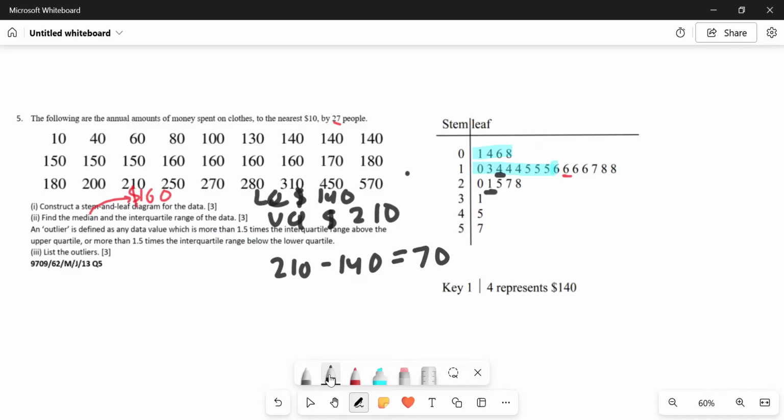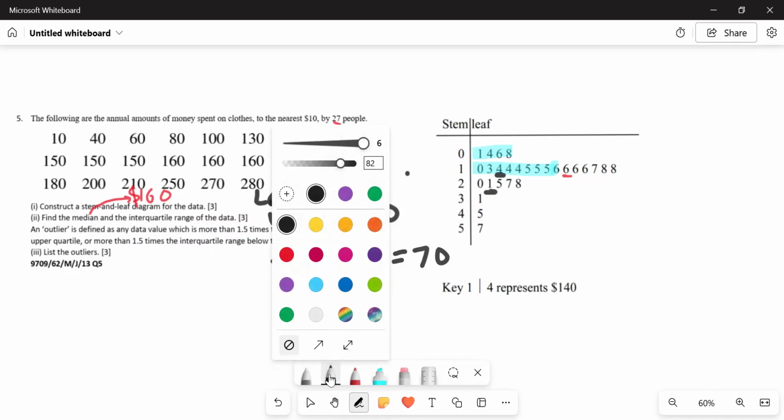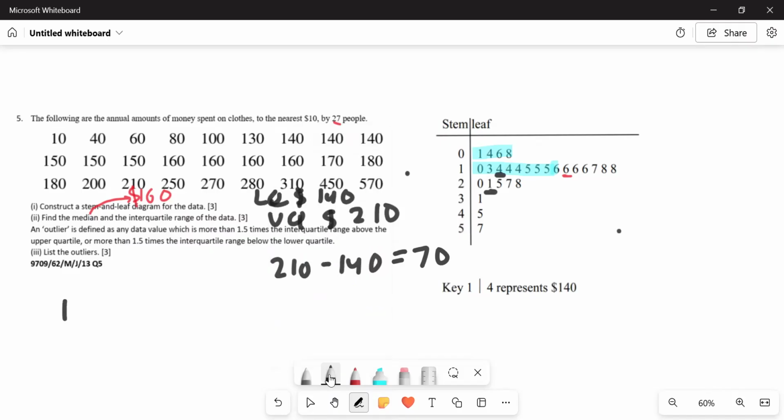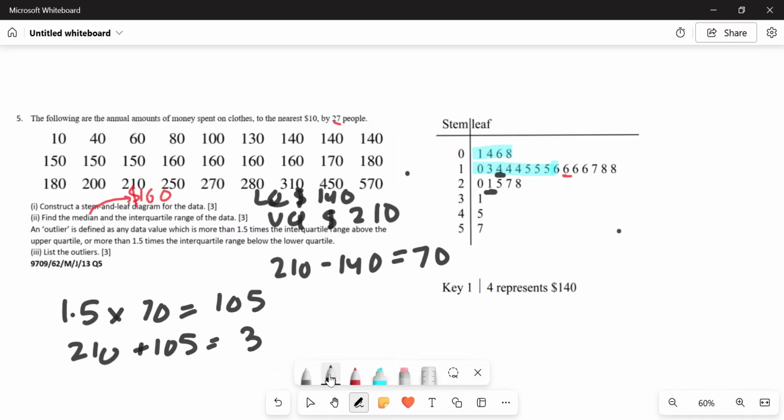But how are we certain whether these are outliers or not? They've given you a formula. So first multiply 1.5 with the interquartile range, which was 70, which gives us 1.5 times 70 is 105. Now get the upper quartile, which was 210, and add 105 to it. That gives us 315. So any value above that would be an outlier. So that would be 450 and 570.